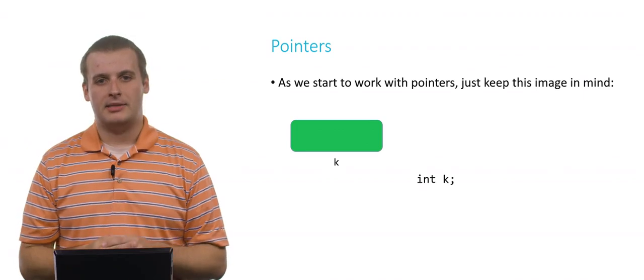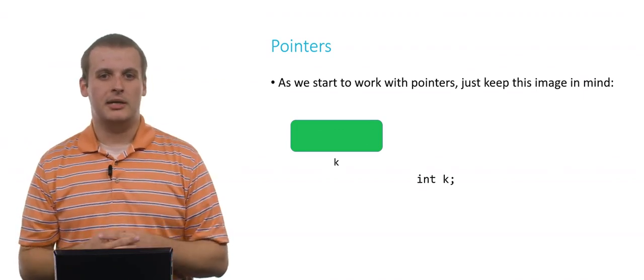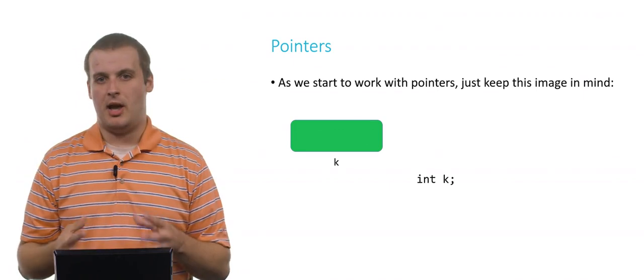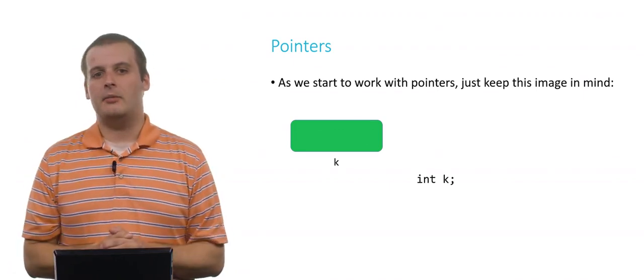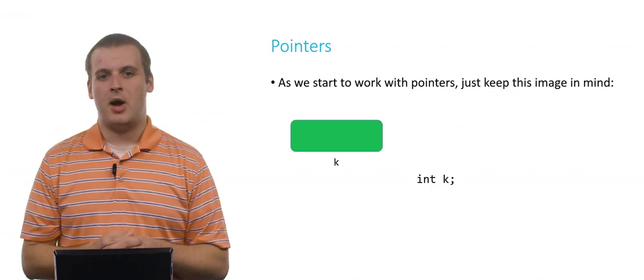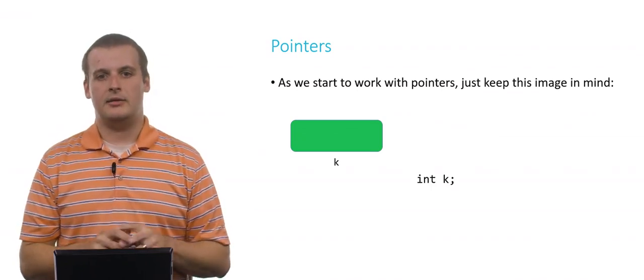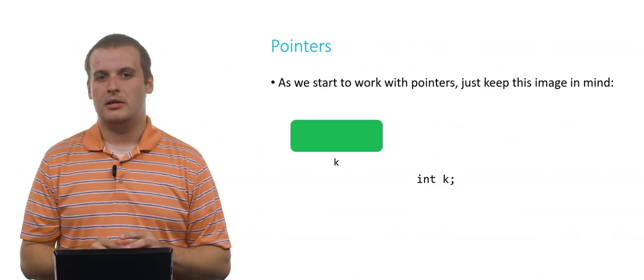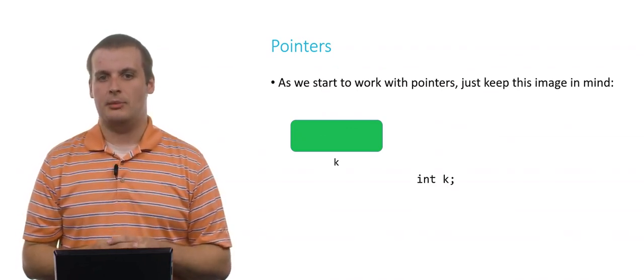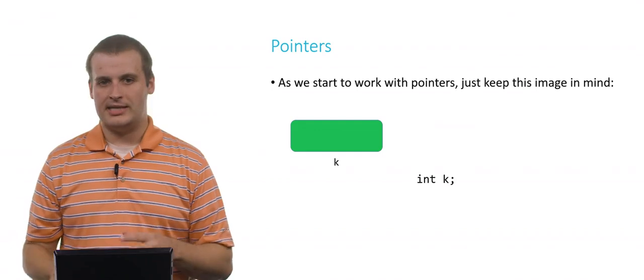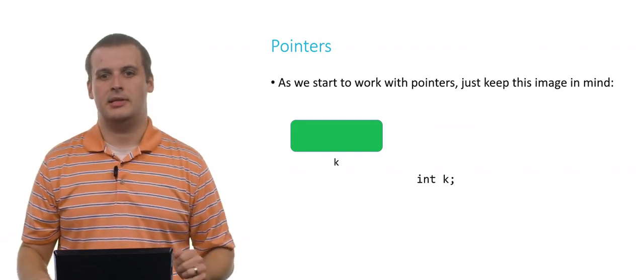I have a box, and it's colored green because I can put integers in green boxes. If it was a character, I might have a blue box. But I always say, if I'm creating a box that can hold integers, that box is colored green. And I take a permanent marker and I write k on the side of it. So I have a box called k into which I can put integers. So when I say int k, that's what happens in my head.